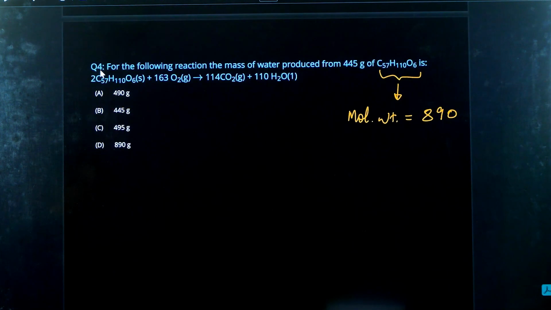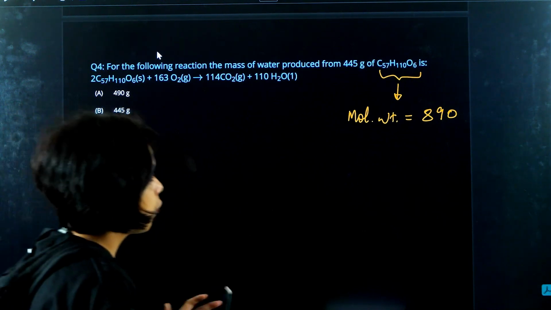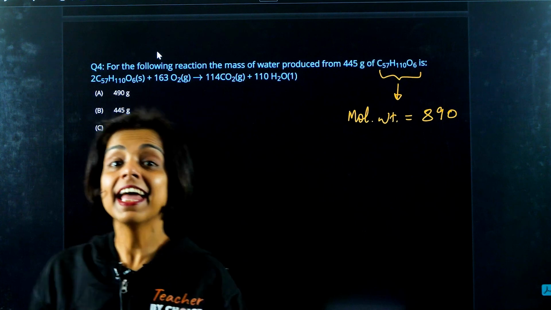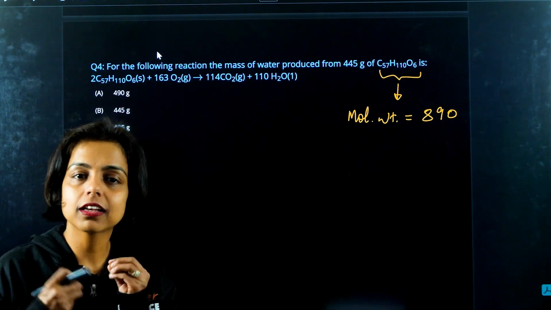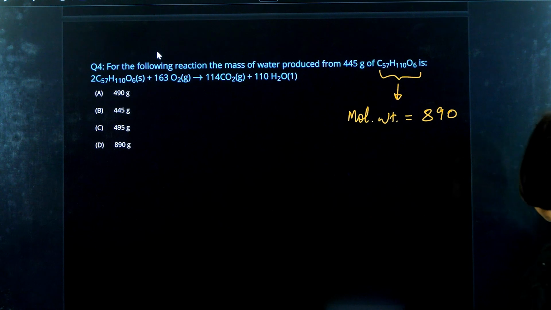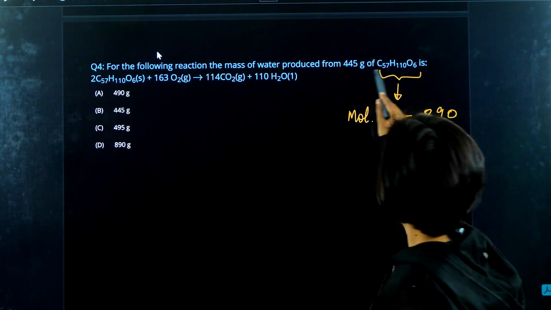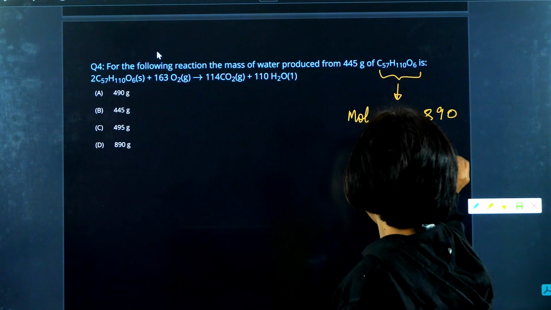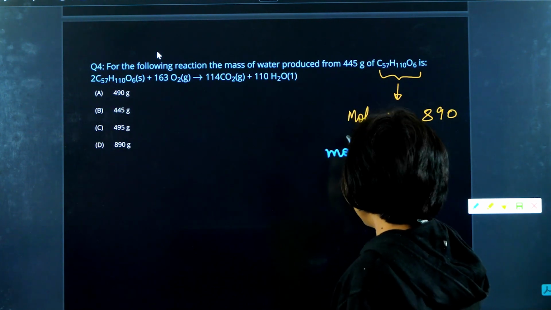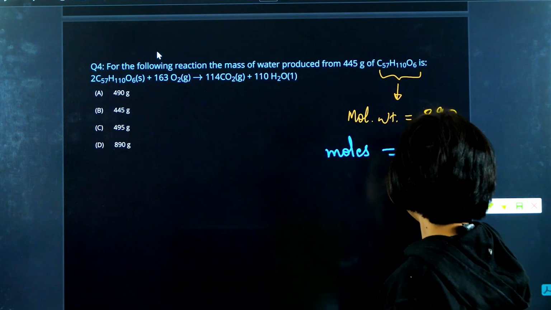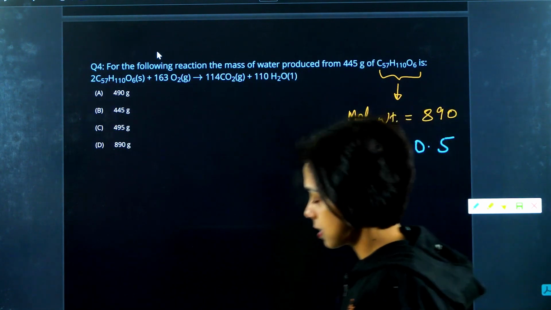Next, for the following reaction, the mass of water produced from 445 grams of this complex. So I've already written the molecular weight is 890, though you will take some time on paper to calculate the molecular mass. So I have 445 grams of this hydrocarbon, and the molecular weight is 890. So given mass 445 divided by 890, I get 0.5 moles of this substance, right?